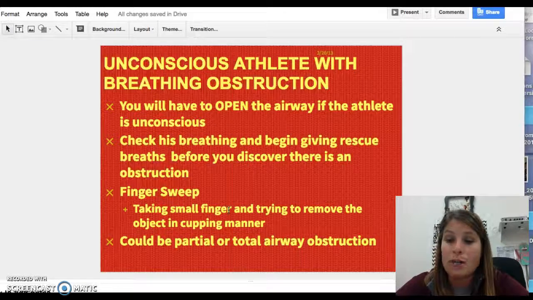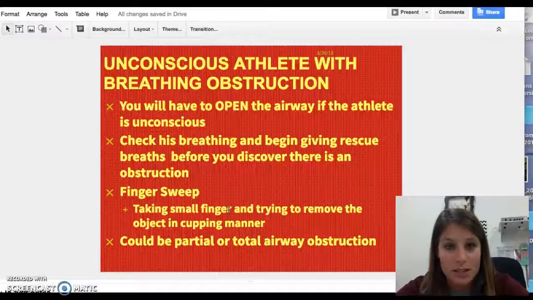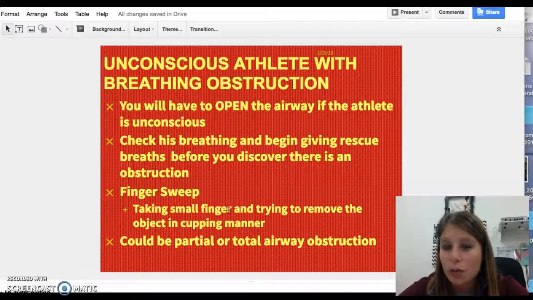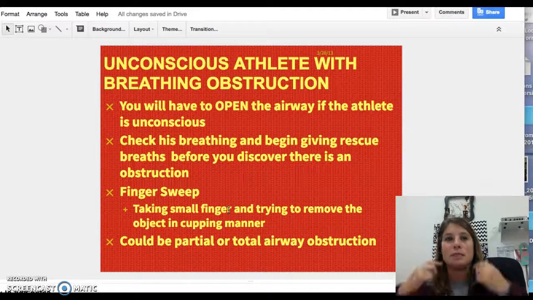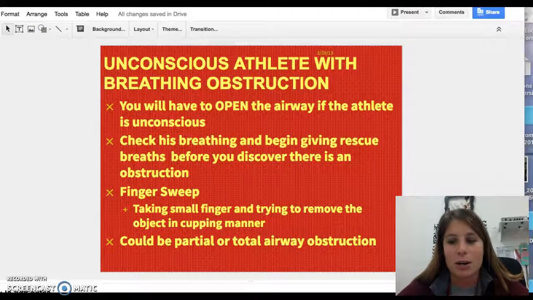If you open their mouth, you can do what we call a finger sweep. You're going to take your small finger and cup it, and you're going to literally try to scoop out whatever is causing that airway obstruction. Important thing to know about this is you can have a partial or total airway obstruction. If it's a partial, there is a little bit of air coming through. That's what we're going to talk about next.